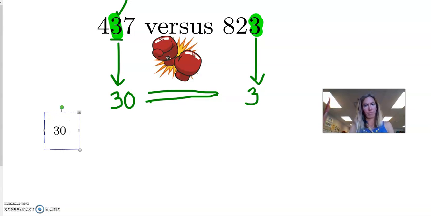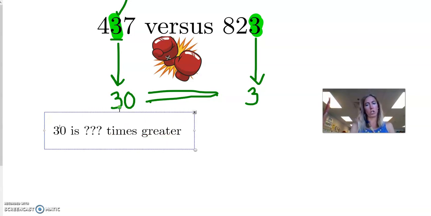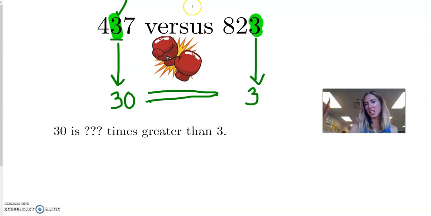30 is greater. We know that, right? But let's extend it a little further. 30 is how many times greater than 3? How much bigger is 30 than 3? Because they were the same digits. It just got moved over in its place. So to figure this out, it's kind of nice to write an equation to help figure it out.